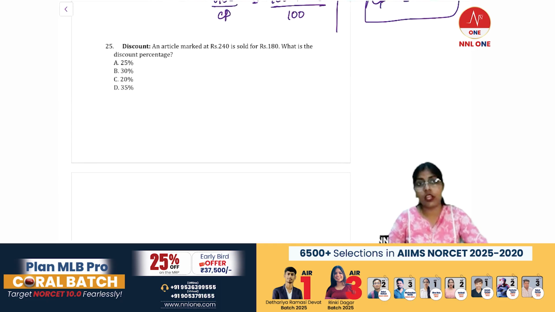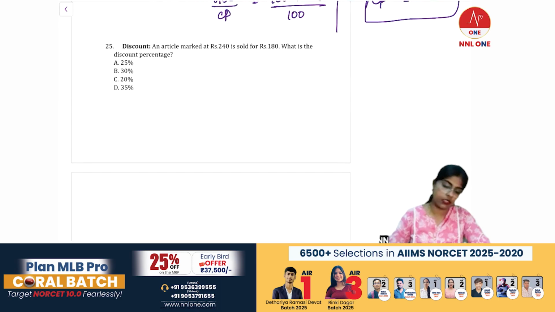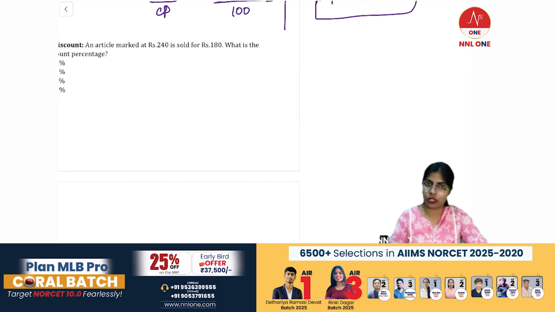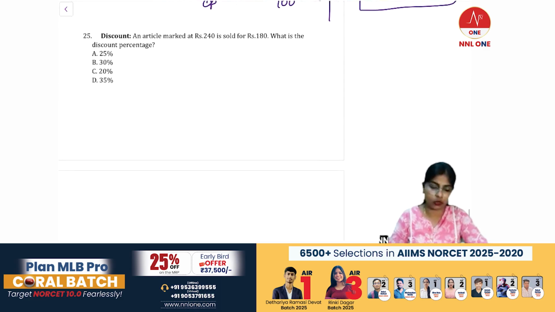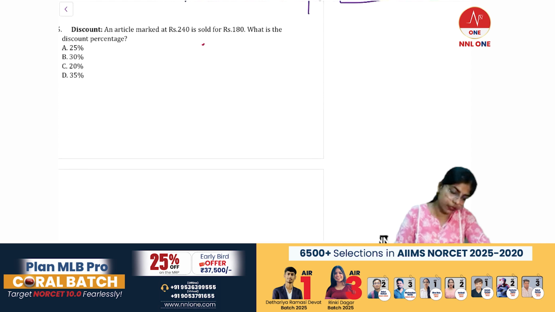But in discount, you're going to compare the value with the market price. You're not going to worry about the cost price here. So I'll give you a small introduction on what is discount and how to calculate all those things. Take it as an example.